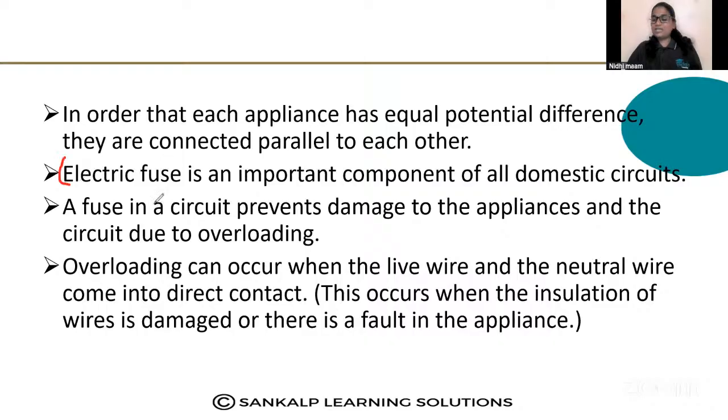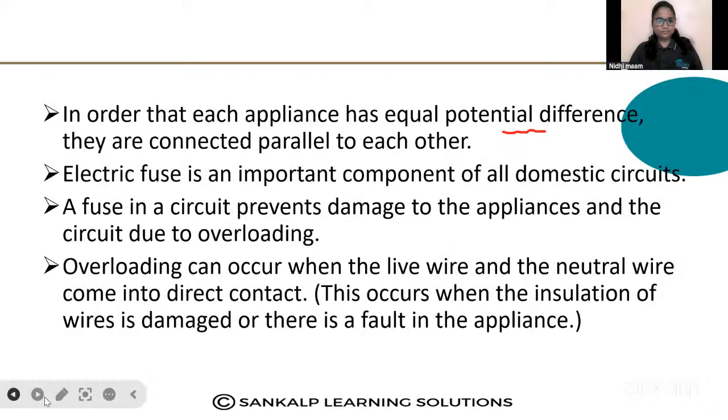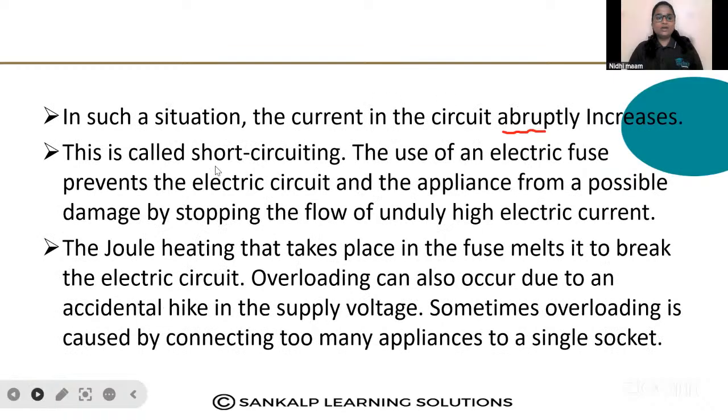So that overloading can be prevented by the electric fuse. Understood? Now why is the electric fuse important? Okay, fine. So I think we have an image of it. Let me show you if it is present. Okay. In such a situation, the current in the circuit abruptly increases. So when overloading happens, what happens in the circuit? The current suddenly increases. So this is, just a minute. So this is called, when the current in the circuit suddenly increases, it is called short circuiting.